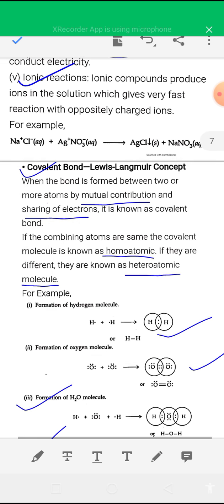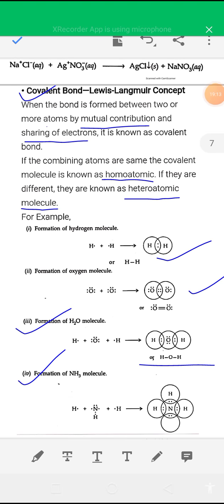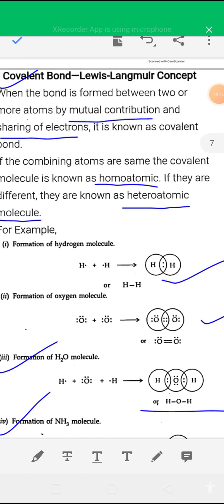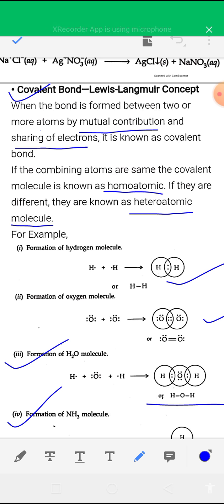And now see covalent bonds. What is a covalent bond? A covalent bond is formed by sharing of one or more electrons between two atoms. If the combining atoms are the same, the covalent molecule is known as a homoatomic covalent molecule, like H2, Cl2, O2. These are homoatomic covalent compounds.